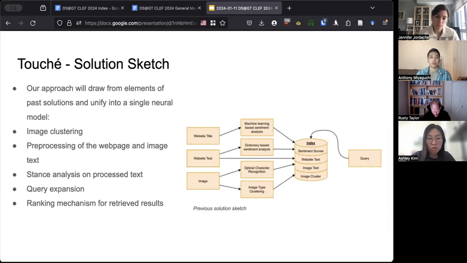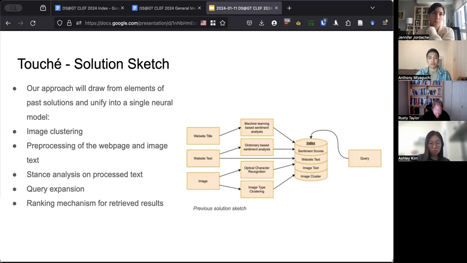So as I've said, this is not a new competition. Our approach right now is to draw elements from past solutions and unify them into a single neural model. So to the right here is a previous solution sketch from a different team in the past few years. But you can see it's very sequential in that you're going to give the website text, the title, and the image, and you're going to embed these in lower dimensions before making this index, this space that you can then take your query, put it also into the space, and then retrieve the 10 closest images that would live in this space from this query.